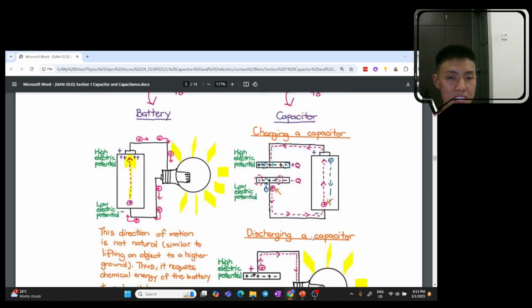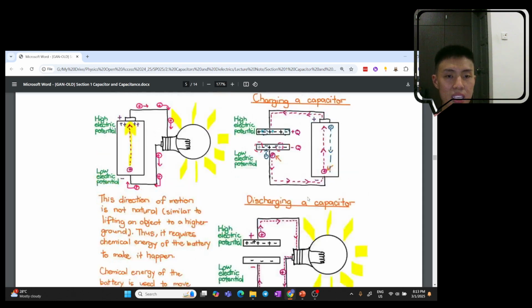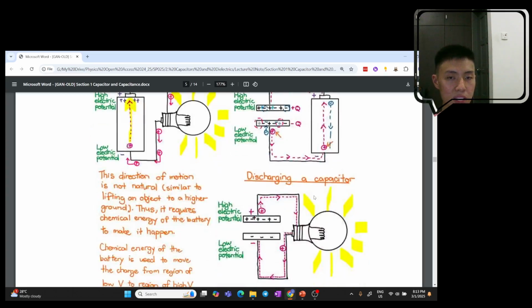So bringing the same idea over here, if you connect it to a load, it's as if you're opening the tap and connecting it to a water wheel. Okay, so if you connect it now to a water wheel, the charge will go from the high potential region to the low potential region, just like water flowing from an upper region to a lower region. So as it flows, it will go from high to low, so that means there's a loss of electric potential energy.